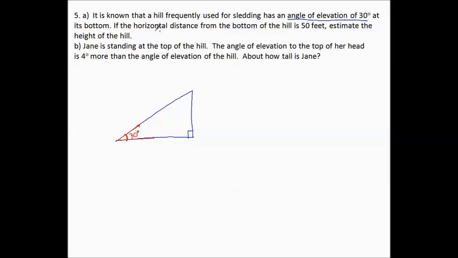If the horizontal distance, horizontal means straight, right and left, from the bottom of the hill is 50 feet, so this is 50 feet, estimate the height of the hill. The height of the hill is this right here, so we'll call this x. We don't know that. Let's go ahead and think about what we need to solve this. I'm mixing angles and sides, so that would require SOHCAHTOA.